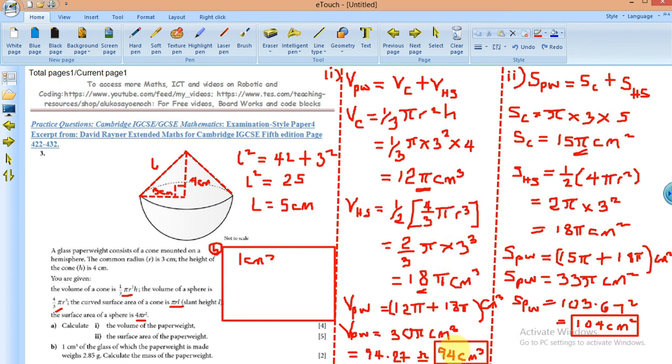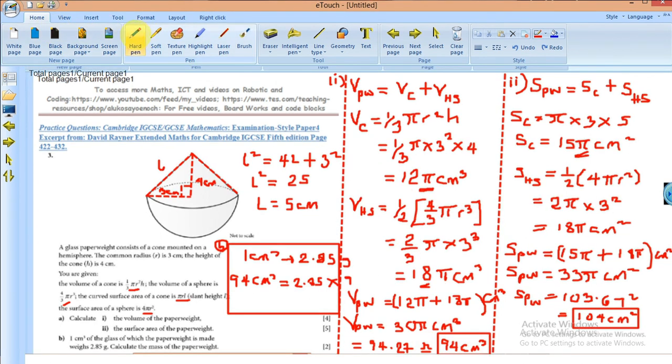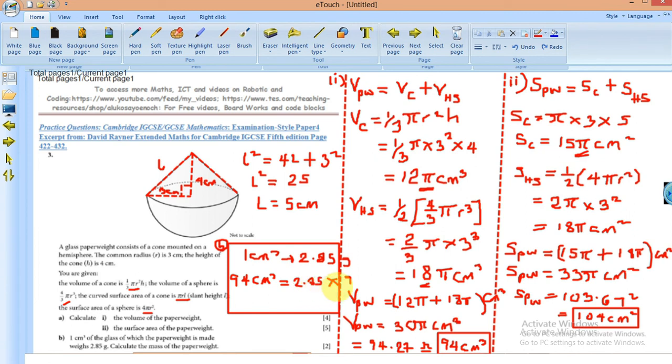So that's the volume of the paperweight. So let's continue here now. 1 cm cube of the glass of which the paperweight is made weighs 2.85 grams. So that 1 cm cube equals 2.85. From the very first question, the volume of the paperweight is 94. So if 1 cm cube is 2.85 grams, then 94 cm cube will be what? So just multiply this one by 94, and multiply this one also by 94. And that is 267.9.